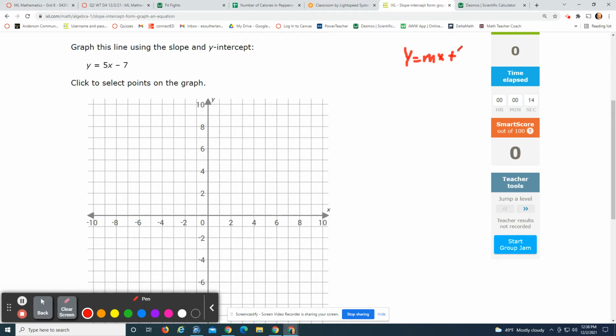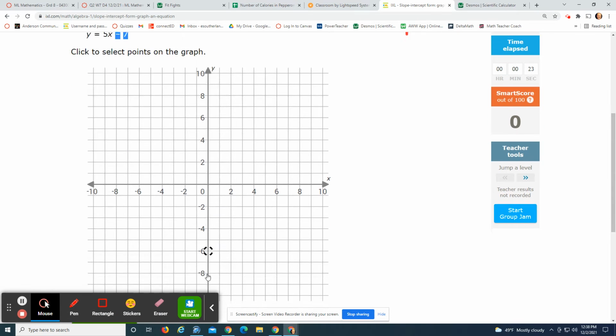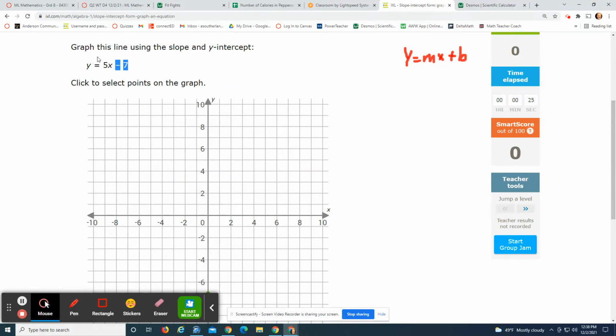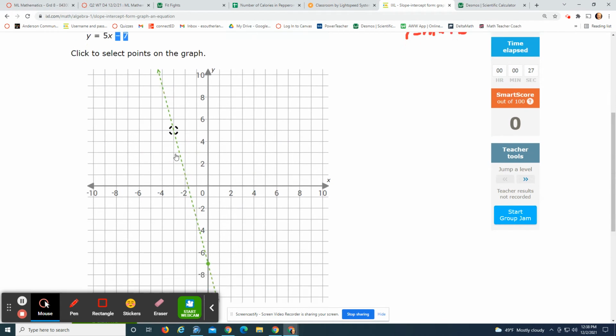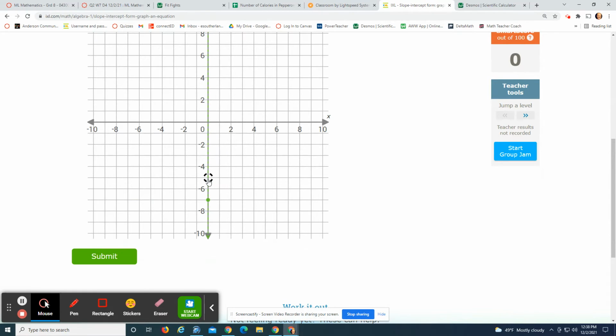But this time it wants us to graph it. And so the b tells us where to start. So when I see -7, that tells me -7. And then when I see 5, the slope of that would be 5 over 1. So that means go up 5, 1, 2, 3, 4, 5, over 1 to the right.